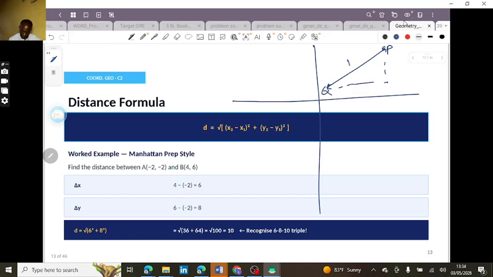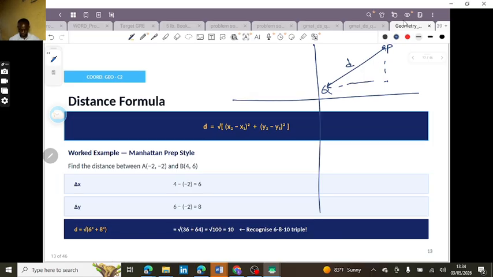So here is this. There is already an example here. So in solving this, how did we arrive at 6? 4 minus 2. Also 6 minus 2. Of them 8. 6 squared and 8 squared. Then we find the square root.